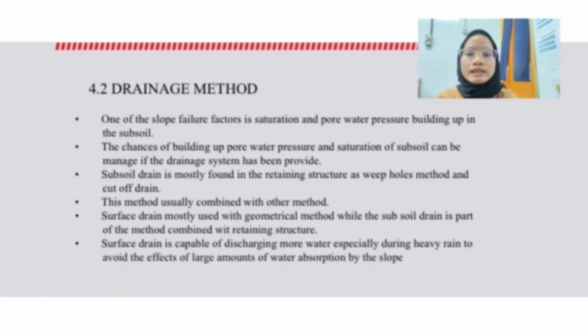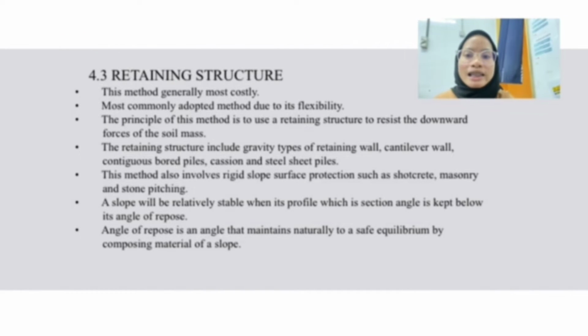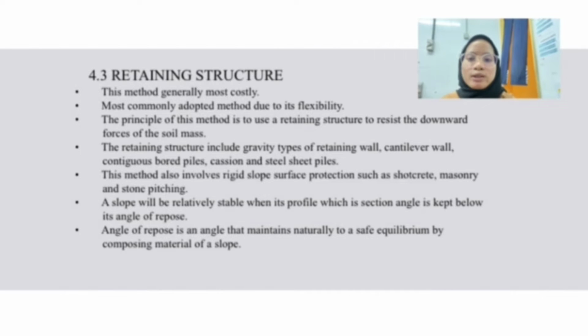And then for the retaining structure, this method is generally the most costly and also the most commonly adopted method due to its flexibility. The principle of this method is to use a retaining structure to resist the downward forces of the soil mass. The retaining structures include gravity type of retaining wall, cantilever wall, contiguous bored piles, caisson and steel sheet piles. This method also includes rigid slope surface protection such as shotcrete, masonry and stone pitching.